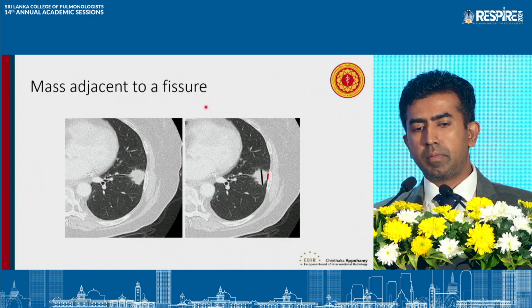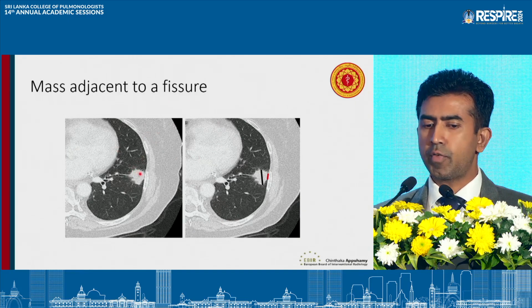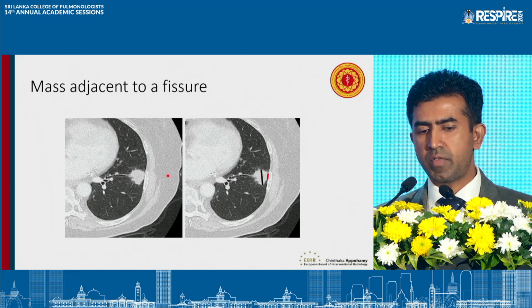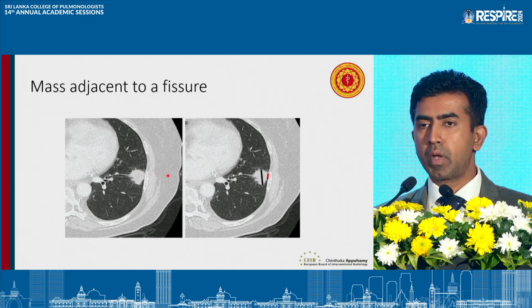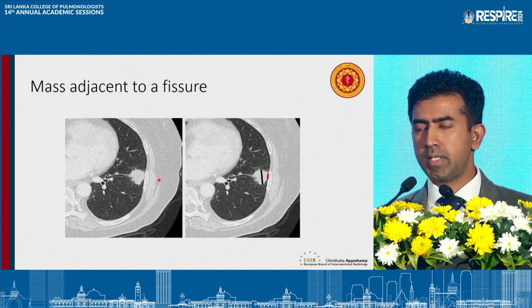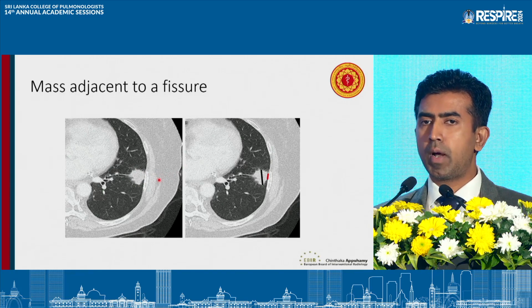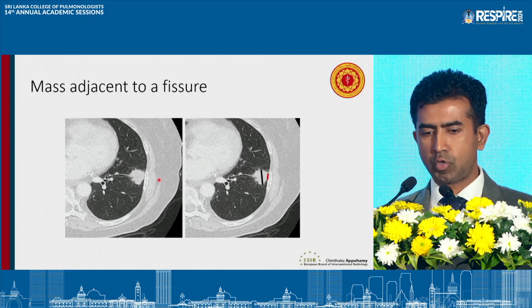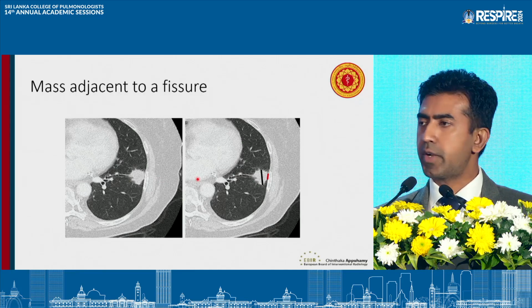I would like to draw your attention to the fissure. Masses related to fissures will increase the complication rate. So we try as much as possible to keep our needles away from the fissures. Not only that, but bulla, cavities, and emphysematous lungs also increase the rate of pneumothorax.